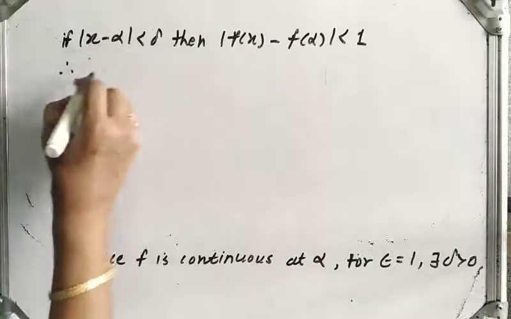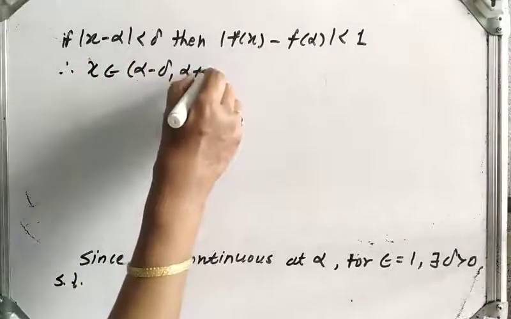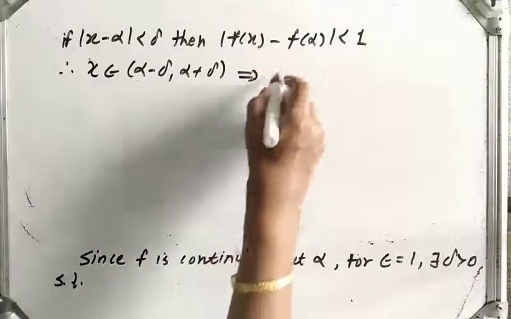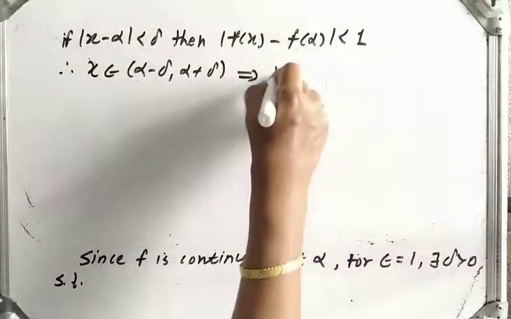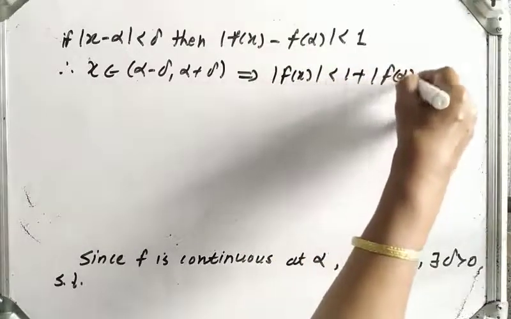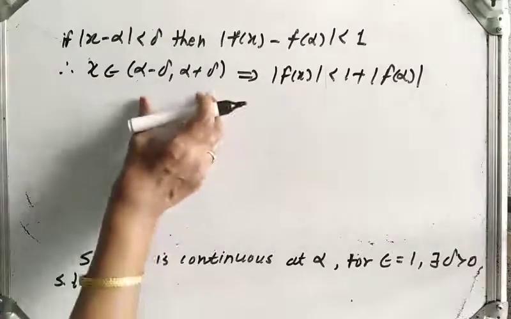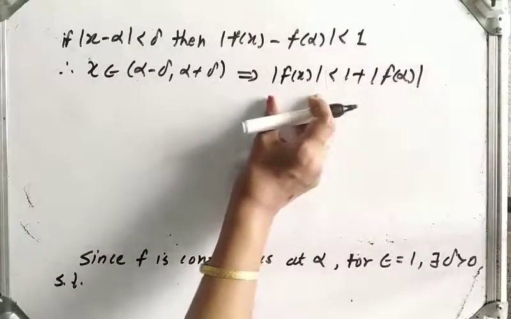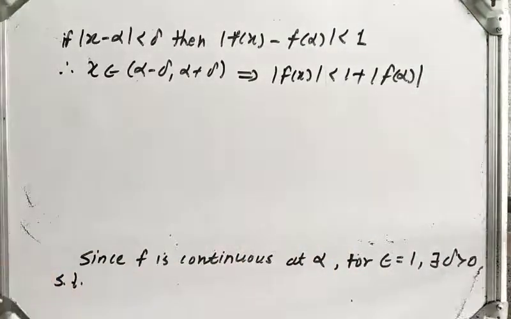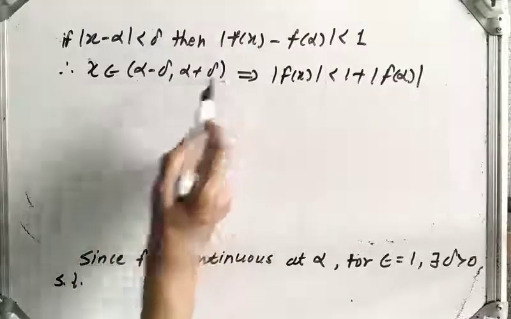What we can write it as? x belongs to alpha minus delta, alpha plus delta. This implies, from this we can write mod of f of x is less than 1 plus mod of f of alpha. Means if x is between this interval, then mod of f of x will be less than 1 plus mod of f of alpha. Means we can say that the function is bounded on this interval.